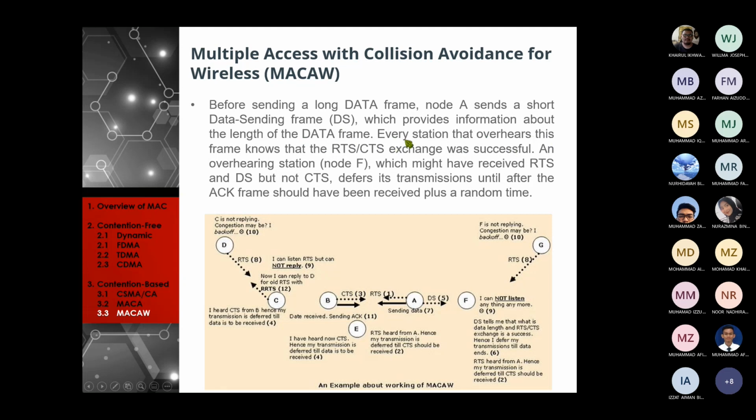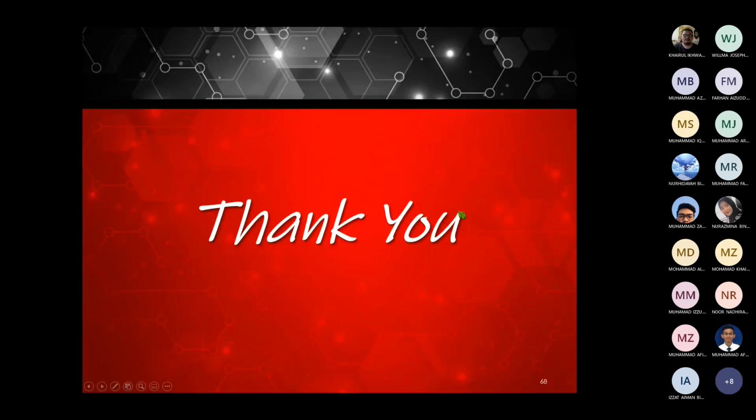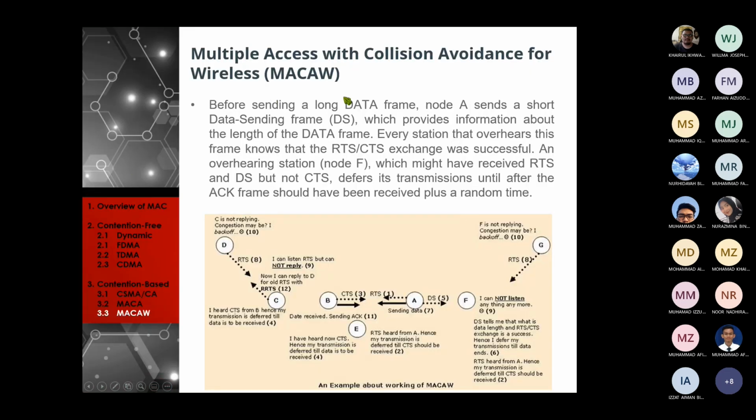Every station that overhears this frame knows that RTS-CTS was successful, and an overhearing station, node F, which might have received RTS and DS but not CTS, defers its transmission until after the ACK frame should have been received plus a random time. Oh, habis juga kita sampai MACAW. Okay. Multiple access, collision avoidance for wireless.